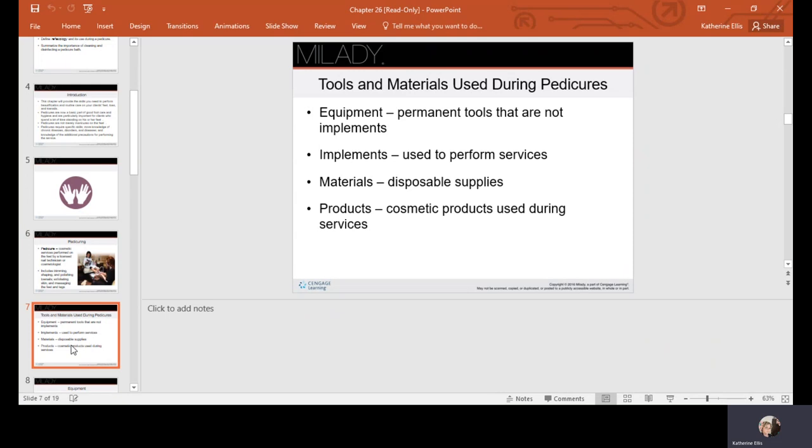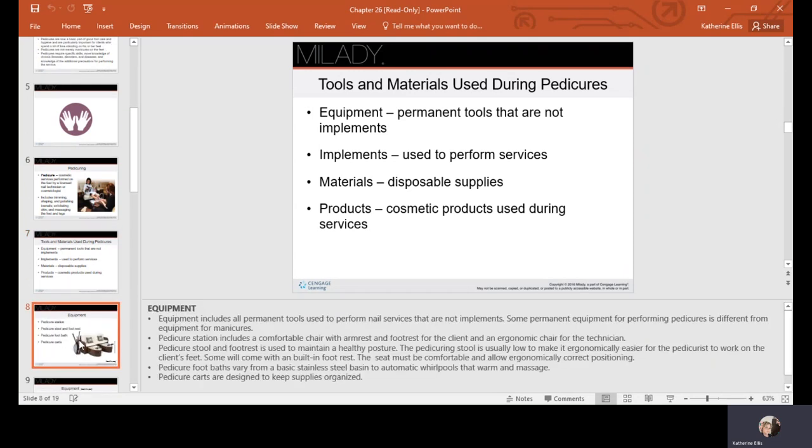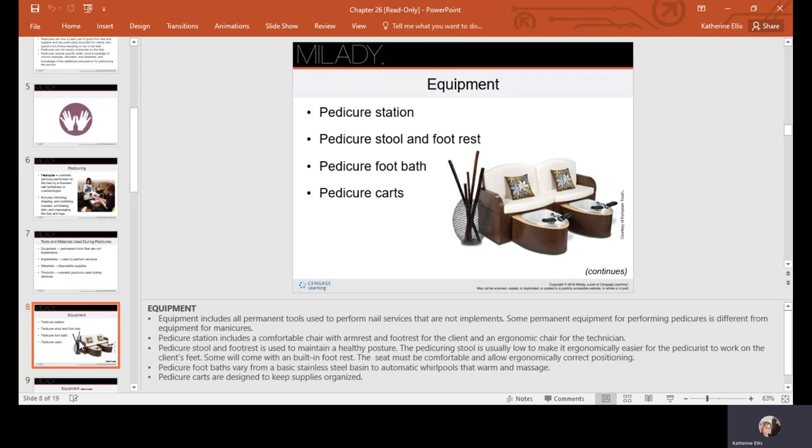So tools and material used during pedicures is equipment. These are permanent tools that are not implements. Implements are used to perform services. Materials are disposable supplies, cosmetic products used during the service. So these items are examples of equipment: your pedicure stations, your stool and your footrest, a foot bath, your cart. Sometimes carts will come with seats on them, you know, to where you can have a drawer underneath to keep some supplies in.